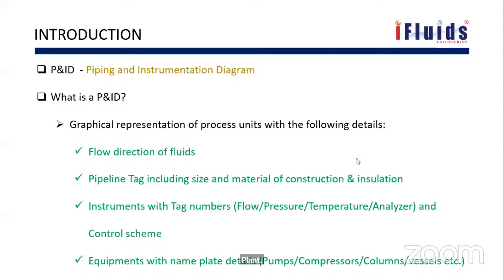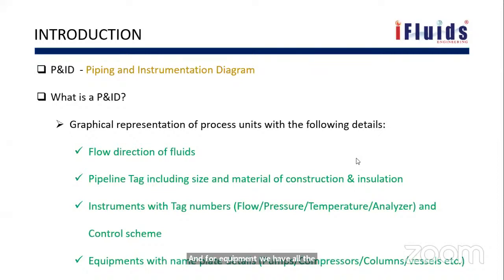P&ID is actually a graphical representation. Of course, you have come across block flow diagrams and process flow diagrams. This has much more detail. It almost replicates the plant on a drawing sheet. So it gives the flow direction. Each and every equipment and instrument is tagged, named, as we all know. And it shows the purpose of that instrument, whether it's measuring flow, pressure, temperature, or an analyzer, and how the control scheme is. And for equipment, we have all the required details.